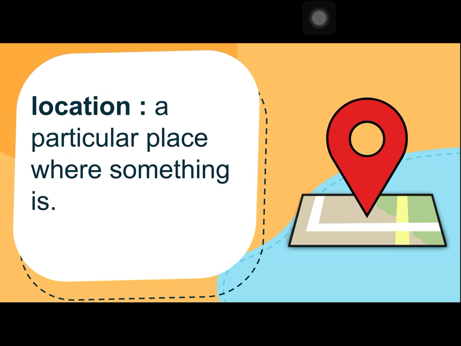Our first word is location. Say location. Good. A location is a particular place where something is. So for example, your house is located in a particular place. You could log your address into a map like Google Maps or iMaps, and it would pinpoint where your house is in that location.